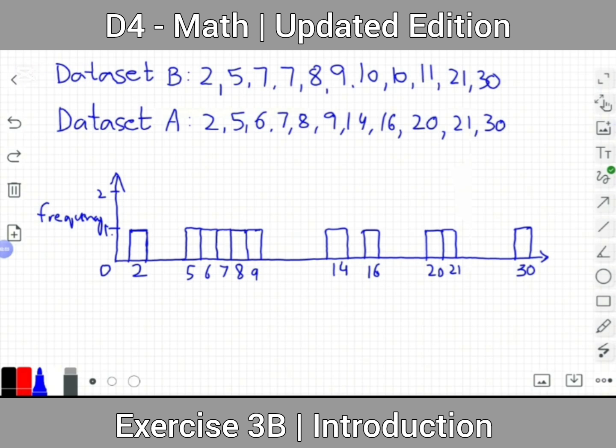So here we have a range from the smallest value to the largest value of the data set. This is a range.